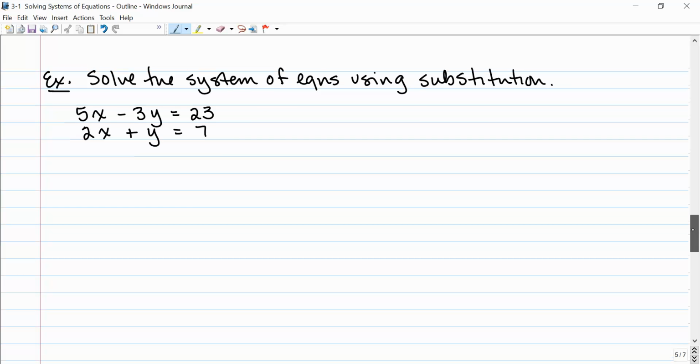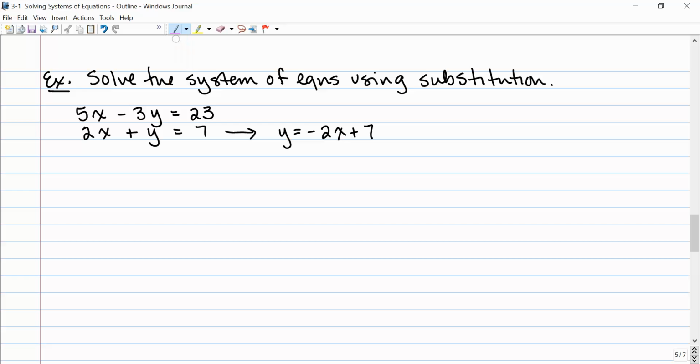Recall that the second way to solve a system of equations is by using substitution. This works well when one of your variables has a coefficient of 1. Here I have 5x minus 3y equals 23 and 2x plus y equals 7. So I'm going to rewrite my second equation and solve it for y in terms of x, because my coefficient of y is 1. So y equals negative 2x plus 7.